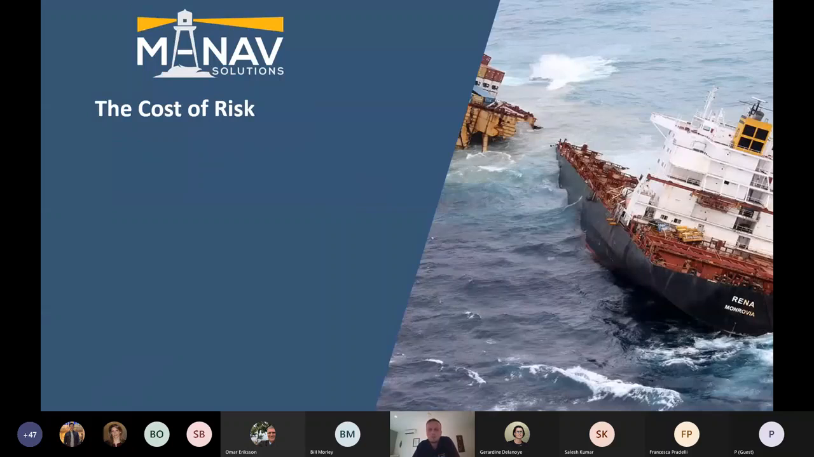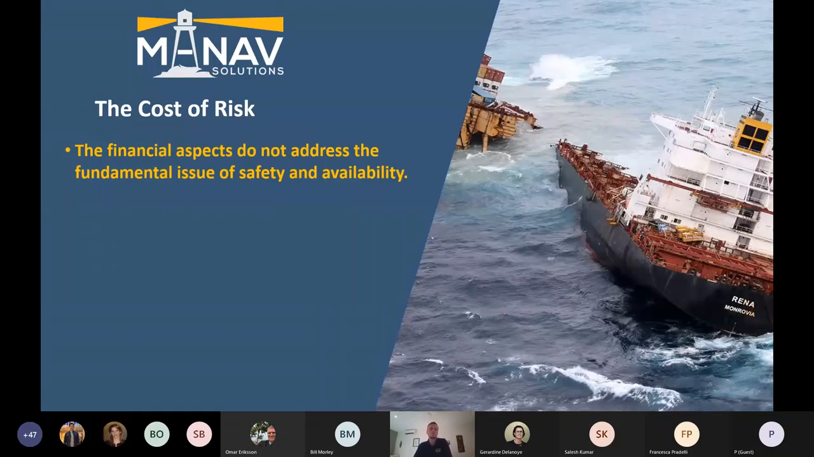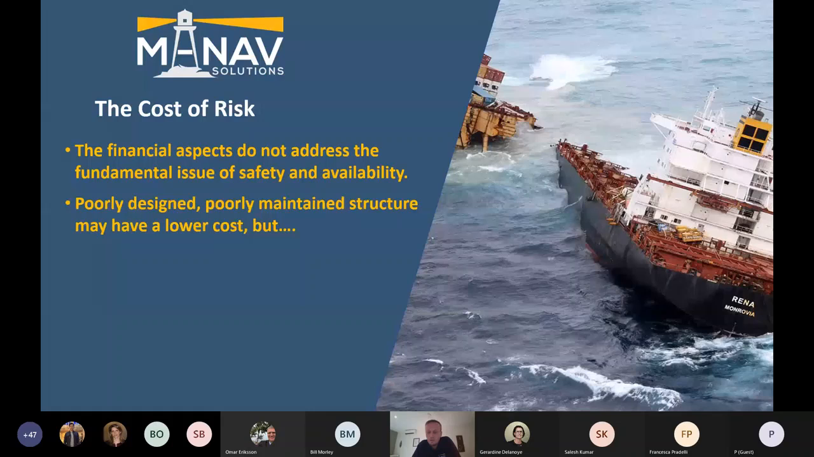And my last slide is, we all consider the financial costs, but this does not address the fundamental issue of safety availability. So you might save some money on installing a low-cost structure. You might save some money on not maintaining it. But basically, what is the cost of a serious maritime incident? And I mean, that's why these AtoN are being installed.